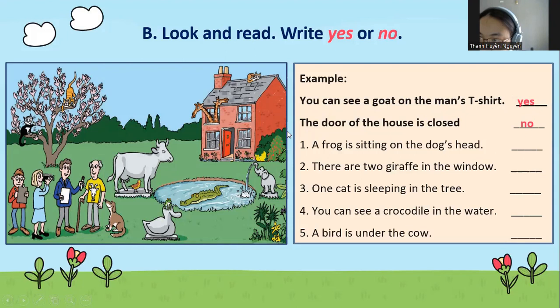The next one: the door of the house is closed. Is this correct or not? No. Right, you can see in here it is open. So the next one, maybe you can read out loud this sentence: a frog is sitting on the dog's hat. Is this correct or not? No. Okay, we can check. Is this the wrong sentence? So maybe we will have time for you to do two, three, four, and five. Maybe like 2 minutes. Is this enough for you? Yes. Okay, so you can read and think about the answers.